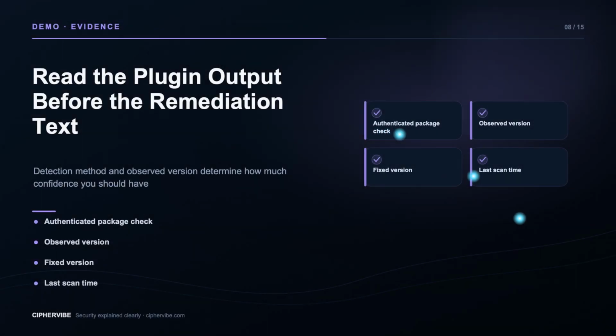Open the top web server finding. The evidence says an authenticated package inventory observed version 4.2, while the fictional vendor fix is 4.2.3. That is stronger than a banner-only guess. Check the scan timestamp, authentication status, port, protocol, and exact detection text. Generic remediation advice is useful, but the evidence tells you whether the finding actually applies.